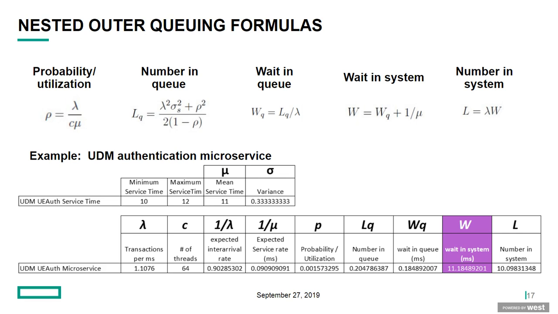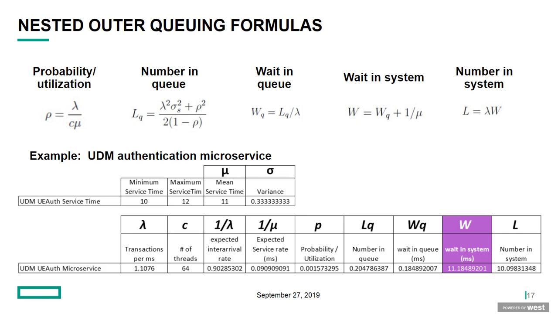The next step is to calculate the estimated number of transactions in the queue using the mean arrival rate, variance, and probability. You take the square of the arrival rate times the variance and add the square of the probability, then divide by 2 times the value of 1 minus the probability. The next thing we need to calculate is the wait time in the queue using the estimated number in the queue and the arrival rate. You take that number of transactions in the queue divided by the arrival rate to get that value.